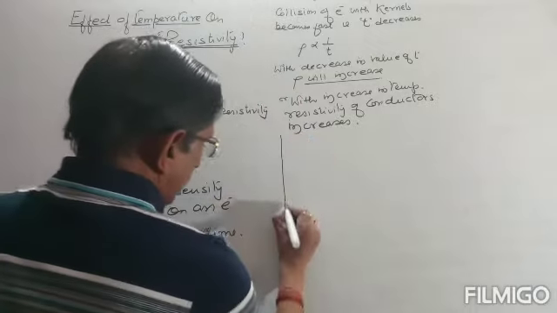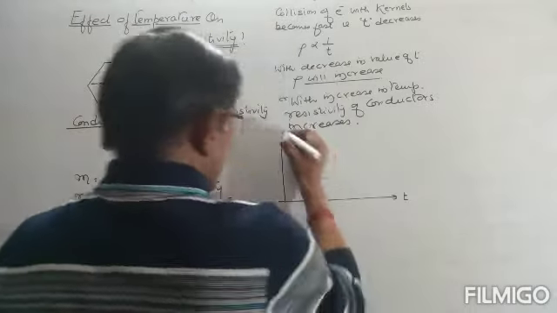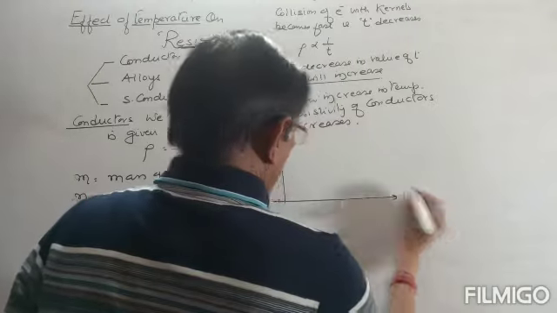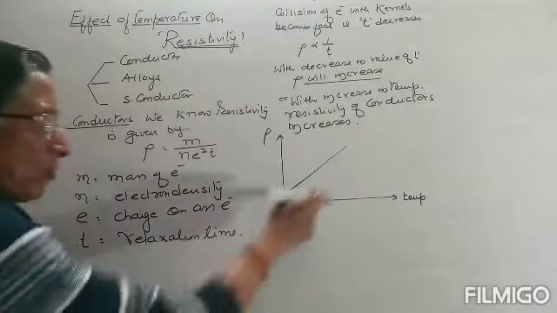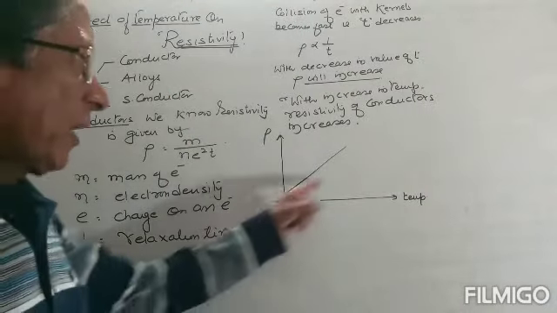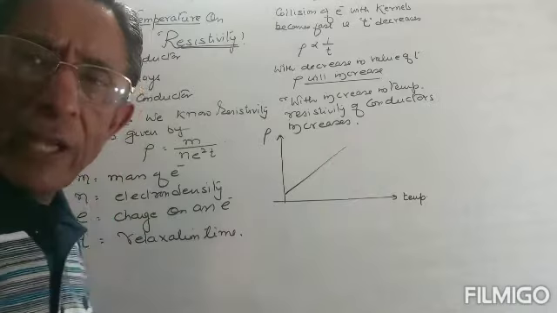If we will plot a graph, the graph will be in this way. This side we are going to take temperature, this side resistivity, then graph will be a straight line. So in case of conductors, resistivity increases with increase in temperature.